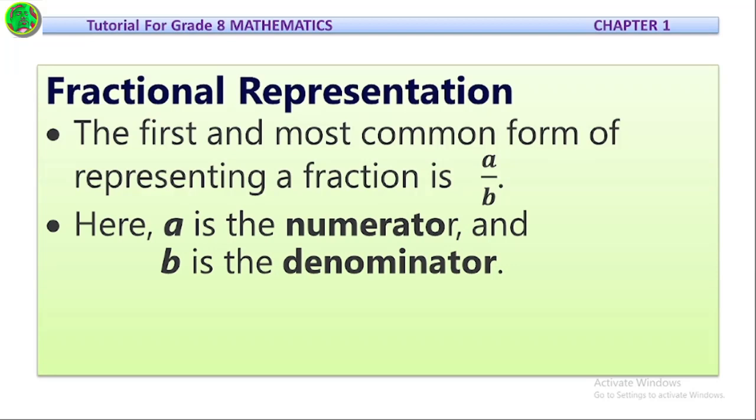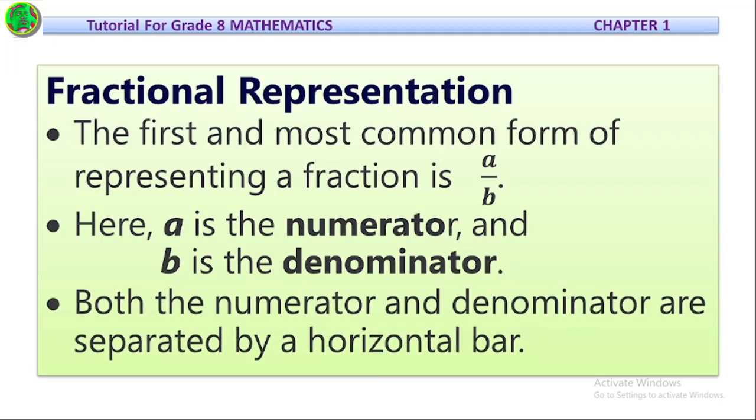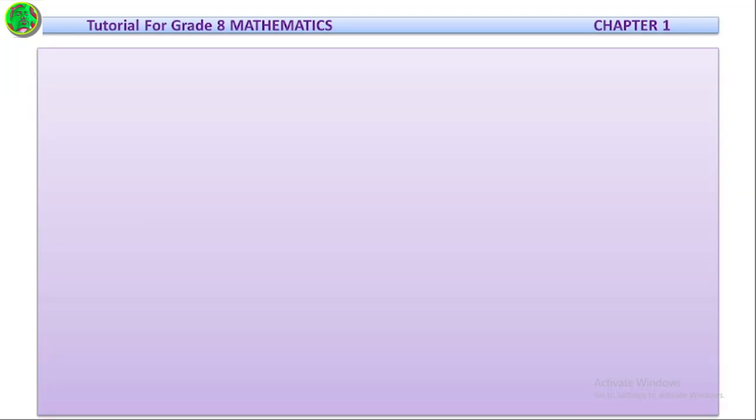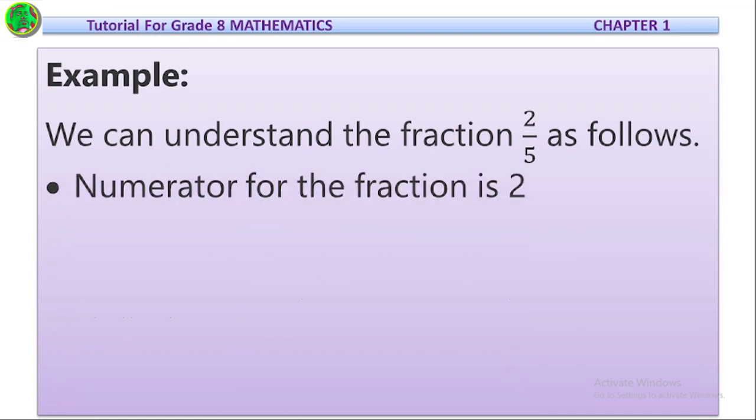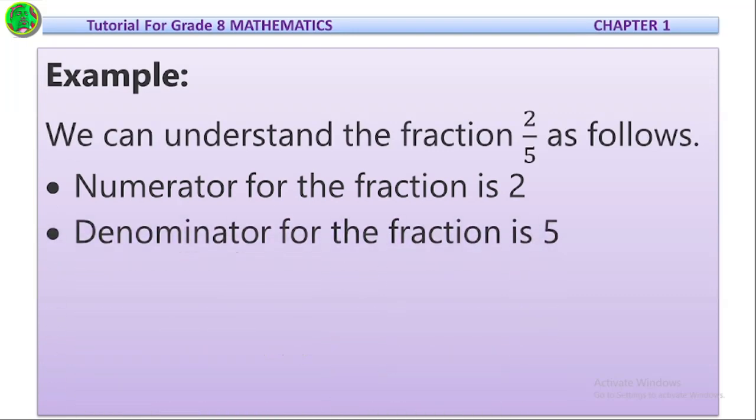b is the denominator. A fractional number must contain both the numerator and denominator, separated by a horizontal bar. This is already known. For example, we can understand the fraction 2/5 as follows. From 2/5 we can take 2 as the numerator of the given fraction and 5 as the denominator of the given fraction.